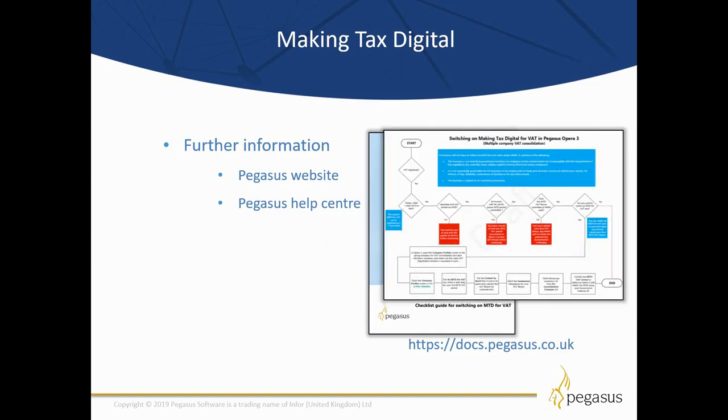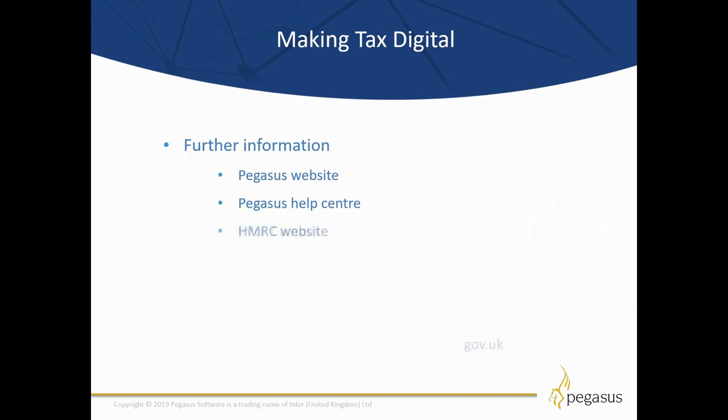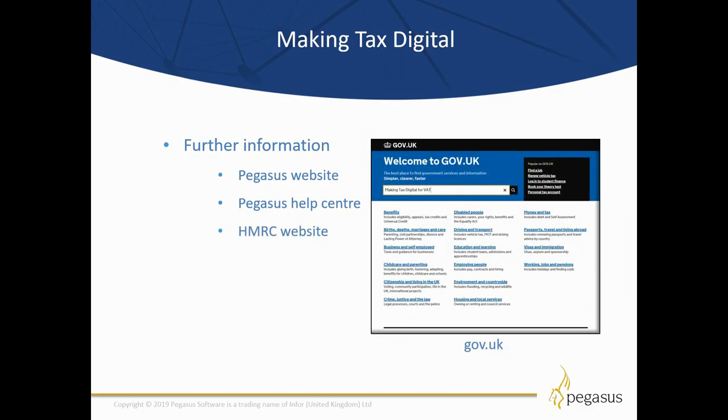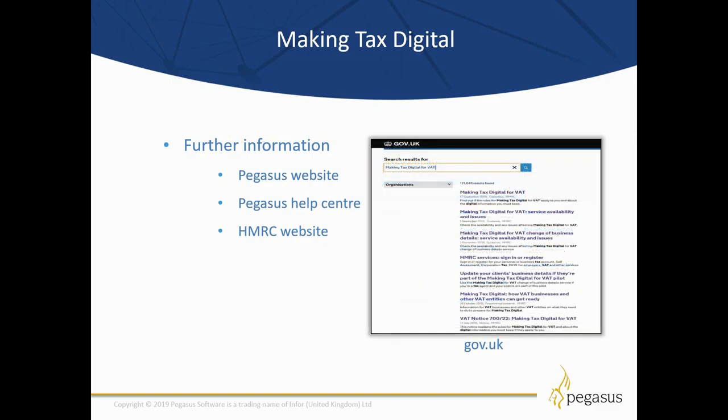The checklist guide also includes a simple flow diagram that covers the entire process, worth looking at before you start this journey into MTD. And of course, you can go onto the government website, www.gov.uk, and search for Making Tax Digital for VAT. This will take you to this web page that has a vast number of results all around the subject of Making Tax Digital. However, the top ones are already those that are on the MTD page on the Pegasus website.